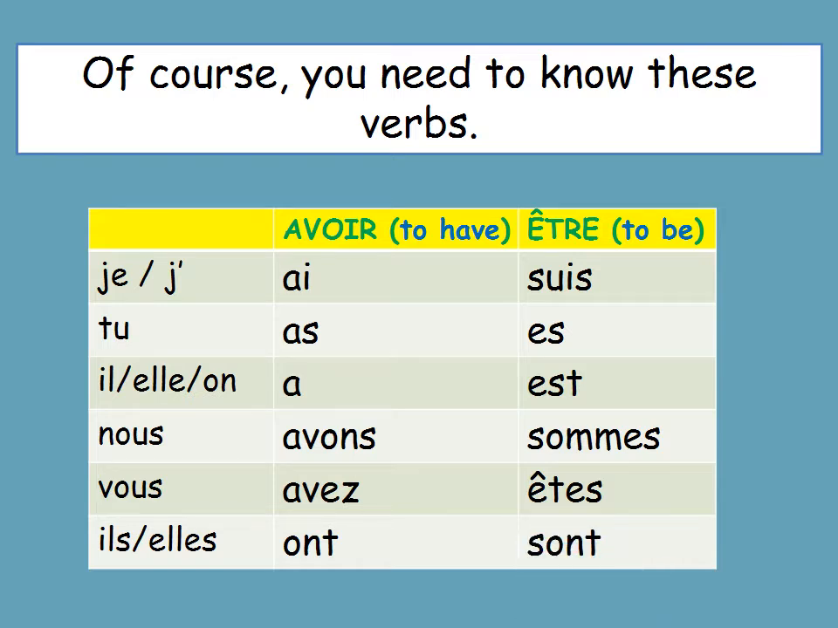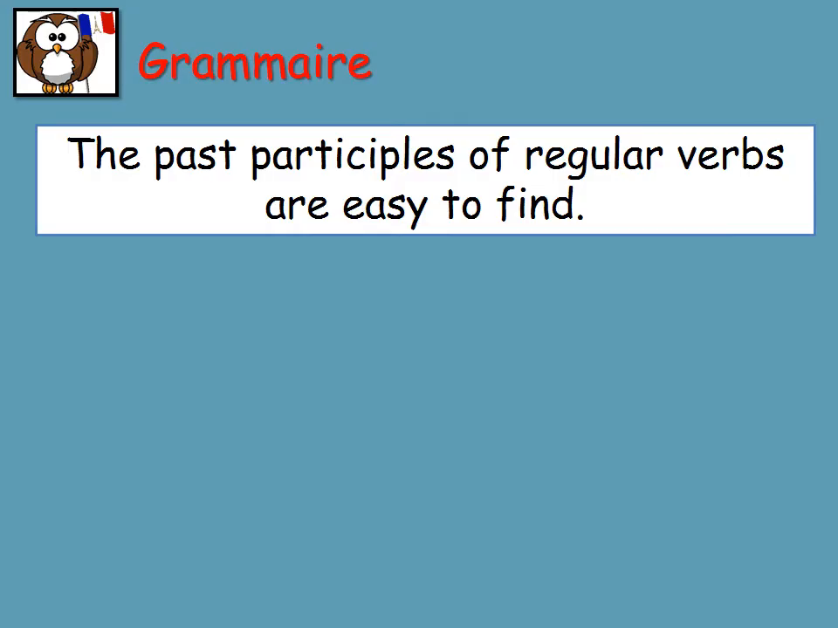How many did you get right? If you didn't get them all right, don't worry. Copy them down now and make sure you learn them. Test yourself on them, get somebody else to test you. Very important. So, we've got our subject, we've got our helper verb, avoir or être.